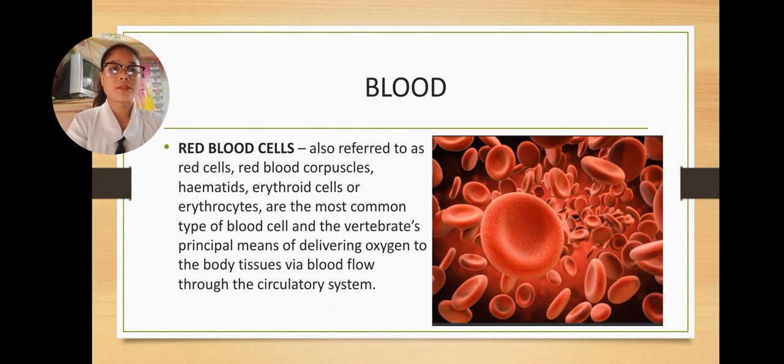Next is the red blood cells, also referred to as red cells, red blood corpuscles, hematids, erythroid cells or erythrocytes. They are the most common type of blood cell and the vertebrate's principal means of delivering oxygen to the body tissues via blood flow through the circulatory system. As I said earlier, the red blood cells carry oxygen from our lungs to the rest of our body. Then they make the return trip, taking carbon dioxide back to our lungs to be exhaled.